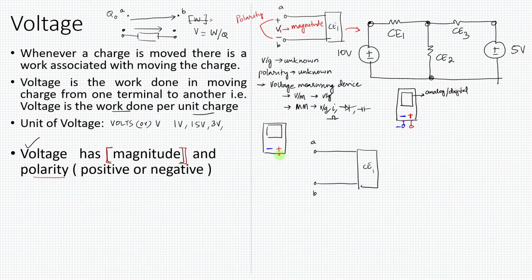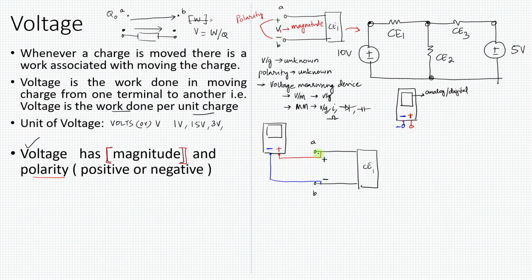I am going to connect the positive lead of the multimeter to terminal A, like this. Now I am going to connect the negative lead of the multimeter to terminal B. Once I do this connection, I should put a positive polarity here and a negative polarity here. Why positive here? Because positive is connected to A. Why negative polarity here? Because negative is connected to B.